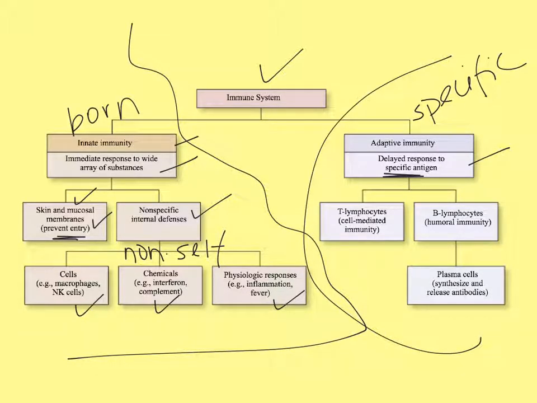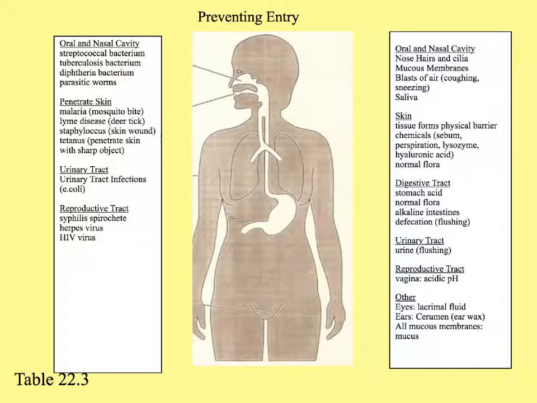Adaptive immunity is T cells and B cells. B cells, I want you to remember, make antibodies. So here's preventing entry. You guys can look over this slide and read it. I think it makes a lot of sense. You can look at all the barriers that we have in our body and how they protect us from pathogens getting in. That is part of your innate immune system. It's all innate. You don't have to think about it. You're born with it. It's right there.